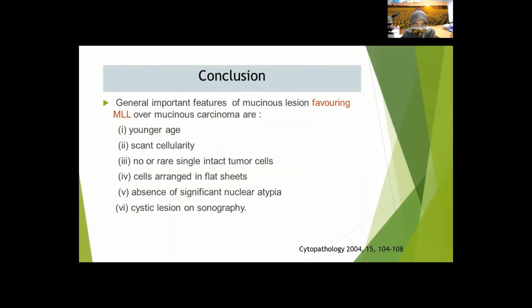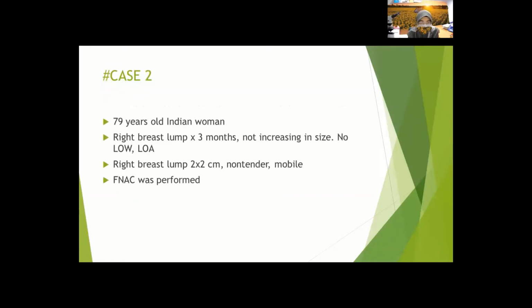So as general important features for a mucinous lesion favoring benign rather than carcinoma, clinically, the patient is usually in a younger age group, and radiologically the lesion is generally cystic on ultrasound. In cytology, usually the cellularity is not that great. There are no or rare single intact tumor cells, and the cells are usually arranged in flat sheets with absence of significant nuclear atypia. This was identified by this author. So we go to the next case.